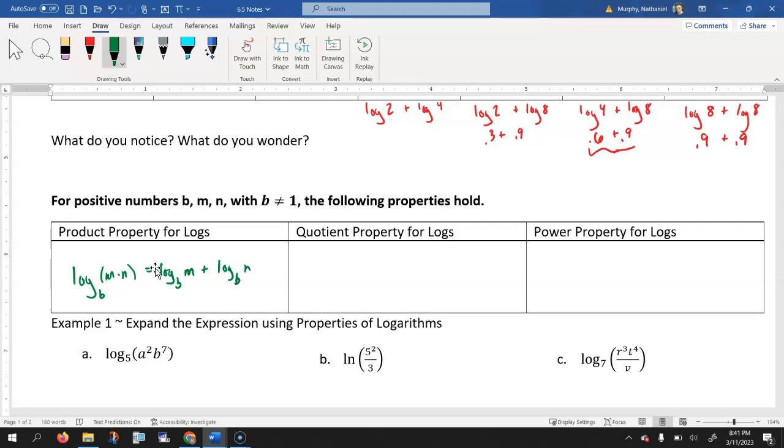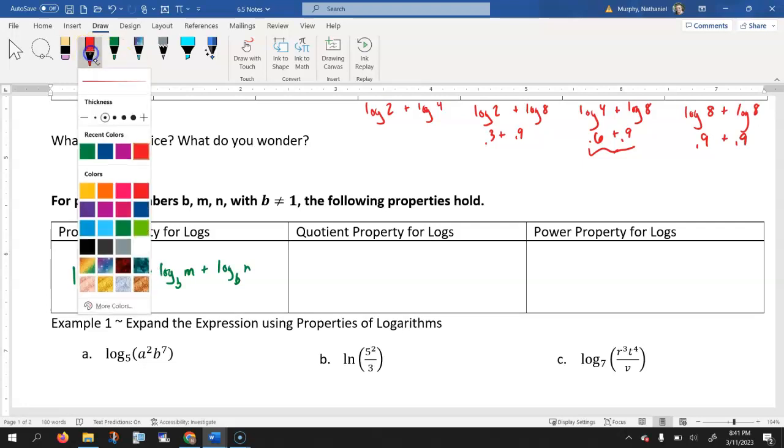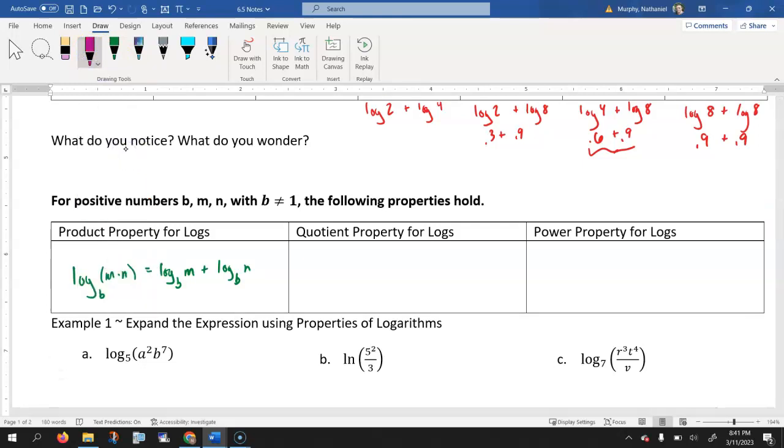Now, the quotient property, use a different color here, says this: if we have the log of any base of m divided by n. Now, if you think about it, multiplication and division, those are opposites of each other. Well, what's the opposite of addition? Subtraction. So this would be equivalent to log base b of m minus log base b of n. It would be in that order.